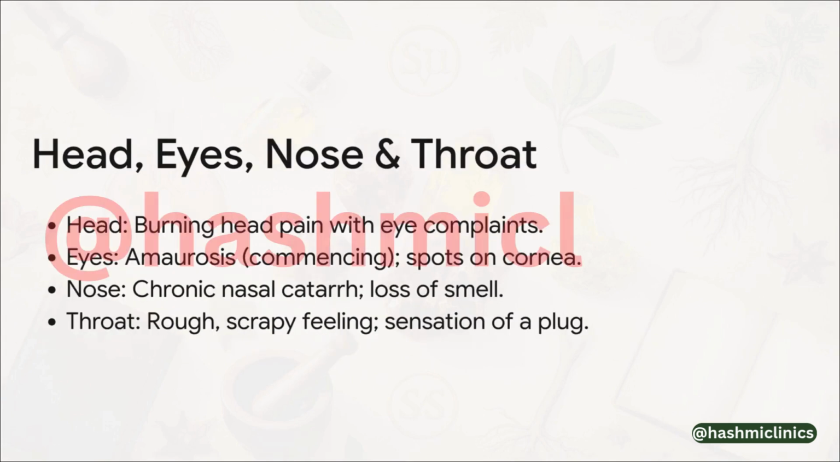So this catarrhal state doesn't just stay in the chest. It extends upwards, creating a whole picture of mucosal inflammation. We find chronic nasal catarrh with a loss of smell, and that sensation of a plug in the throat. But also, look at the serious eye pathology, including commencing amaurosis, that's a partial or total loss of sight without any obvious lesion in the eye itself. It shows you just how profoundly this remedy can affect the nervous system.